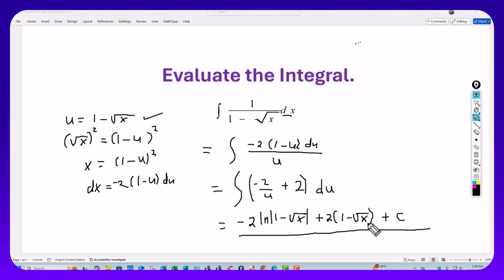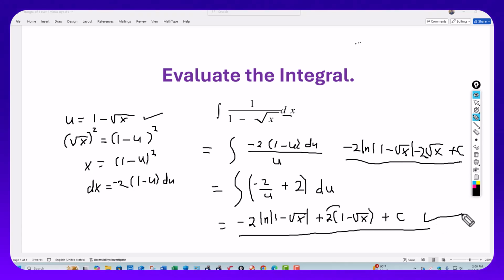Now I want to point out something to you also here. You might be working this problem, and instead of this answer, it might give you this answer. Again, instead of the answer that I have here, they might give it to you this way: minus 2 natural log of absolute value of 1 minus the square root of x, minus the square root of x plus c. So in other words, if I multiply this out here, this will be a 2 here. So this is what happens if they give you this answer.